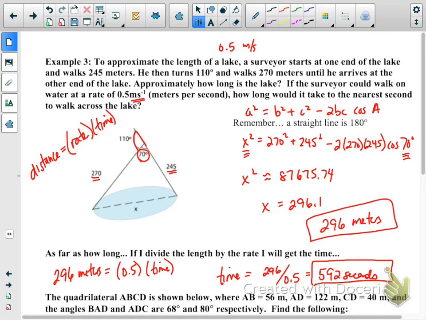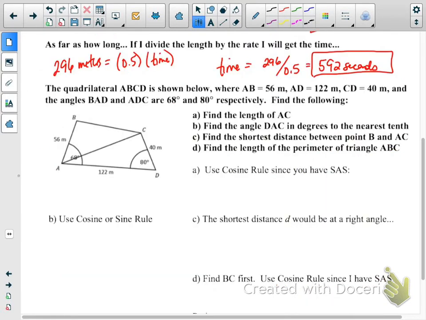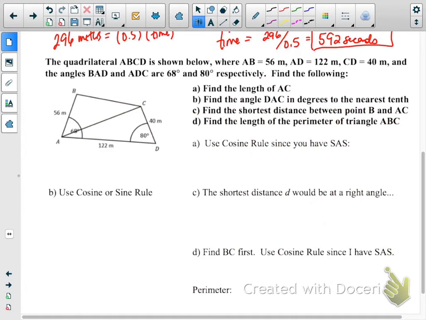Okay. All right, last one here, we have a quadrilateral. Of course, you can see in this quadrilateral, because the way they've drawn it here, that I do have two triangles. And the information that's here, sometimes all this information is already in the picture, sometimes it's not, so do make sure you read through it. AB is 56, so that's in my picture. AD is 122, that's in my picture. CD is 40, that's in my picture.